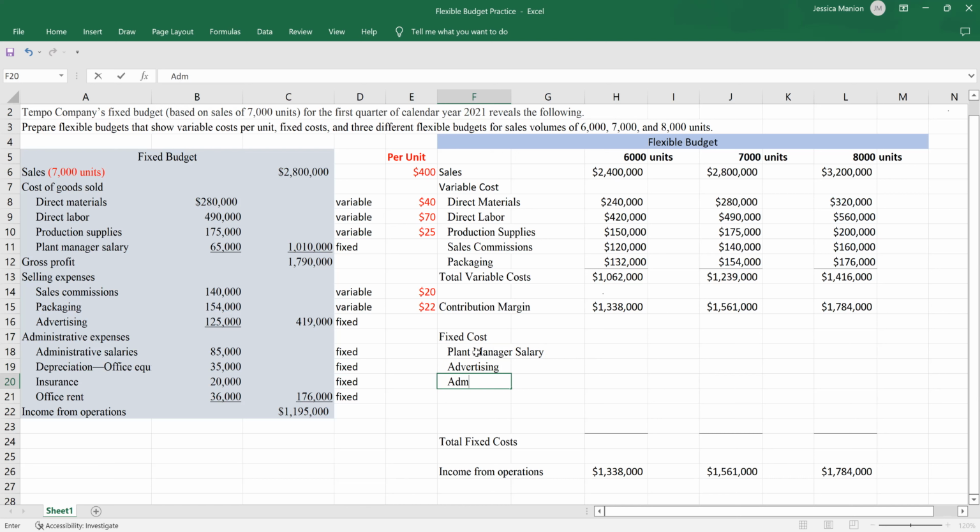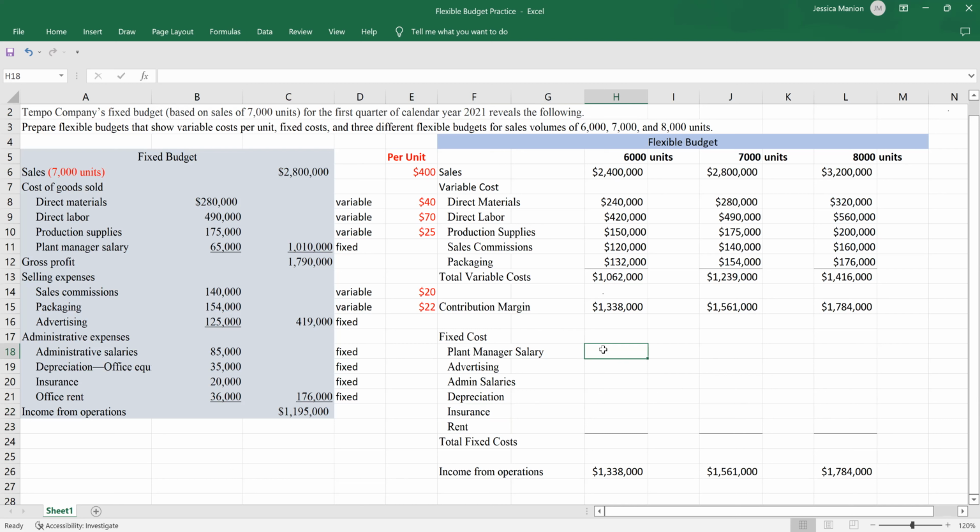Our next one here, admin salaries. Then we have depreciation. And we have insurance. And finally, we have rent. The nice thing about the fixed cost, again, by definition, fixed costs remain the same at any level of activity. So once we get these entered in here, then we can just copy and paste.